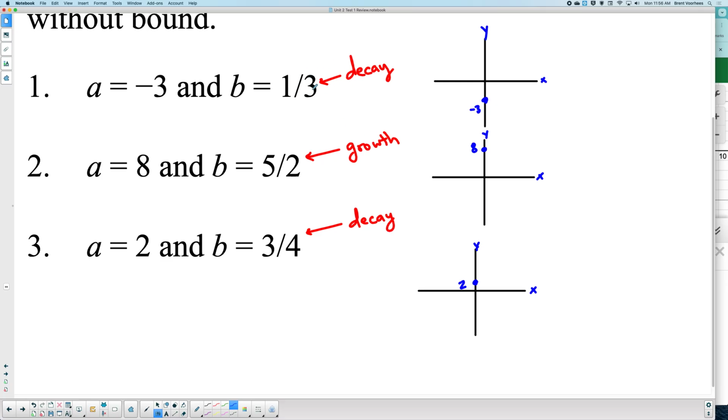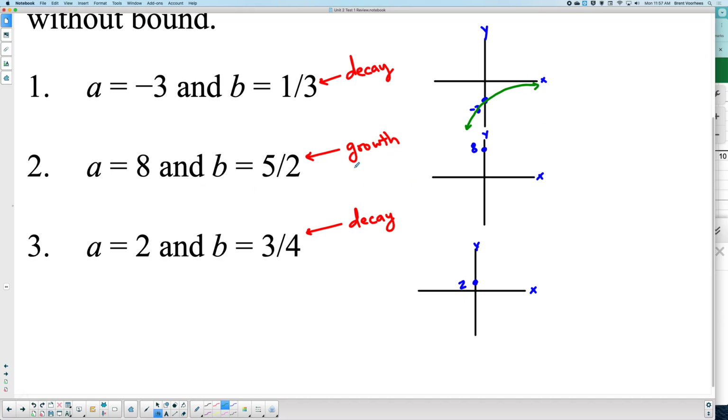Now, if it's decay, what does that mean about your graph? Is it leaving the asymptote or approaching the asymptote? Which one is it for decay? Approaching. Hey, Daniel, can you close your computer for me? So you're not distracted. We are approaching. So the graph should look like this. Since this is decay, it should approach the horizontal asymptote like this. Decay approaches the horizontal asymptote.